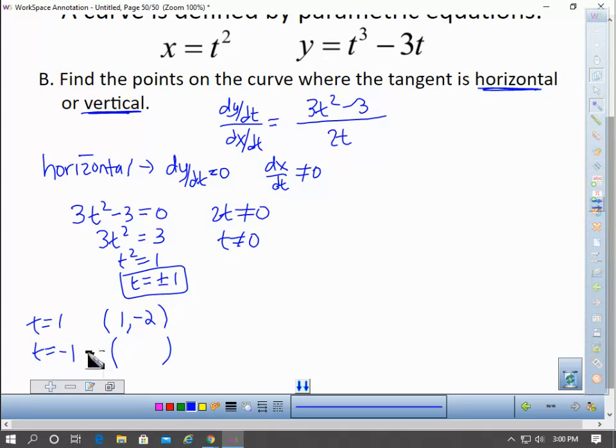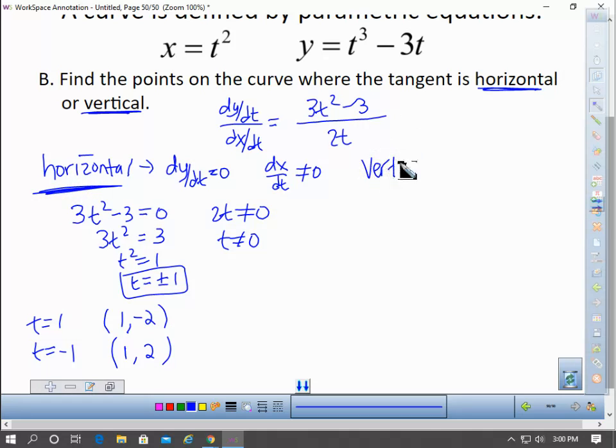All right. When t is negative 1, if I put a negative 1 in here, my x is also 1. And when I put a negative 1 in here, my y-coordinate is going to be negative 1 plus 3, which will be positive 2. Now, so that's horizontal. Horizontal, yeah, I spelled it right.